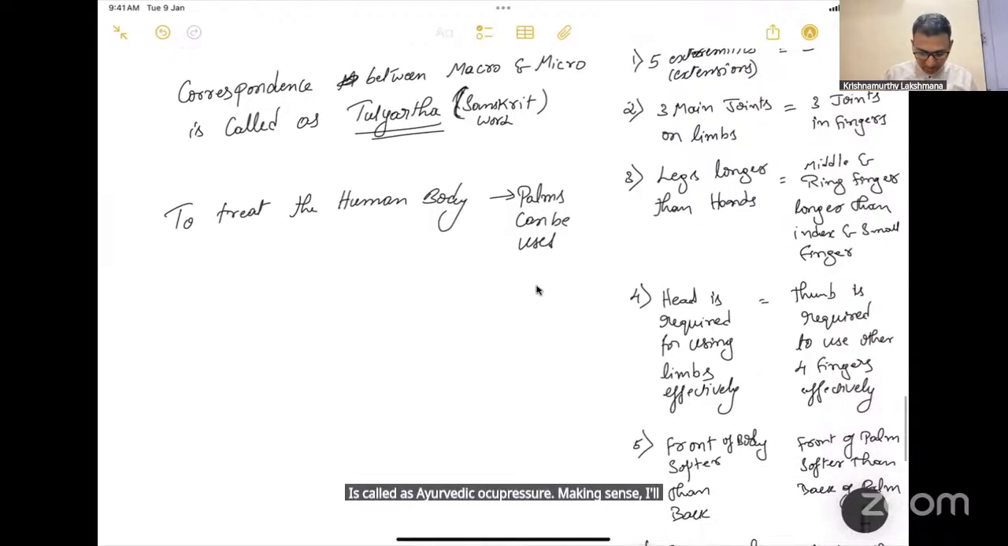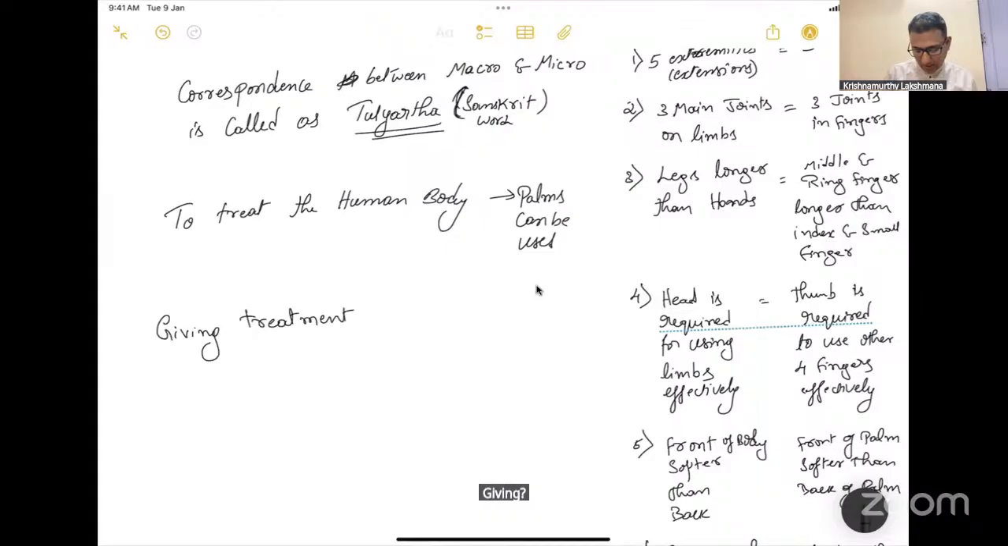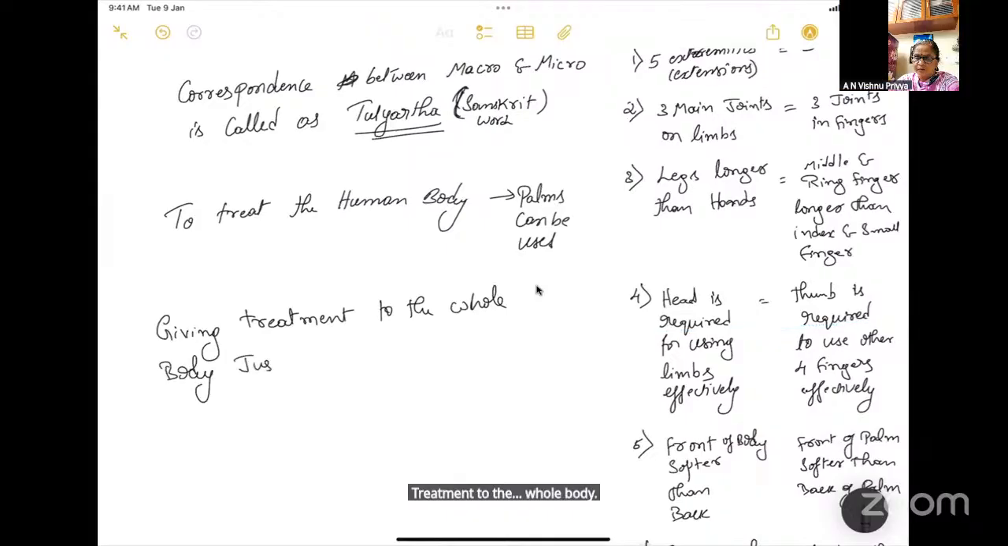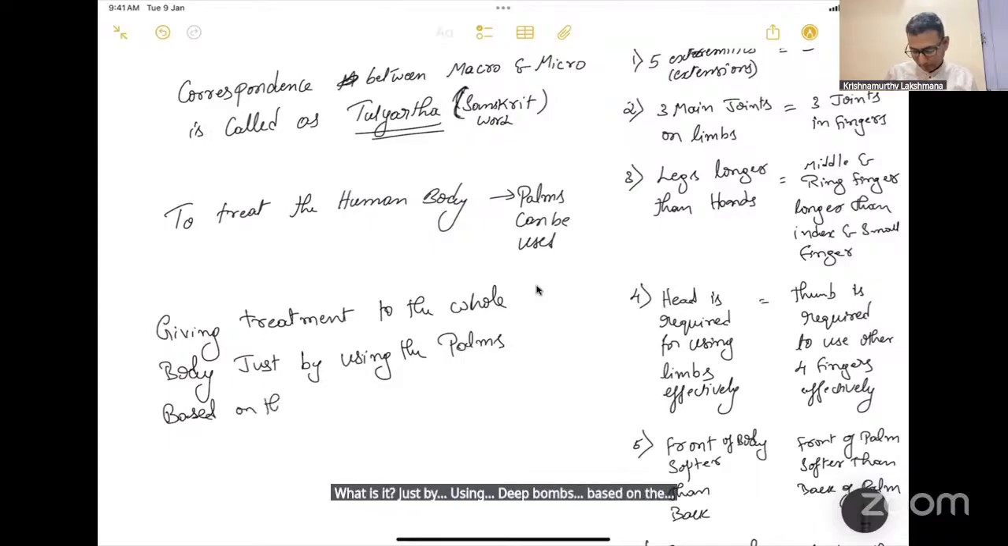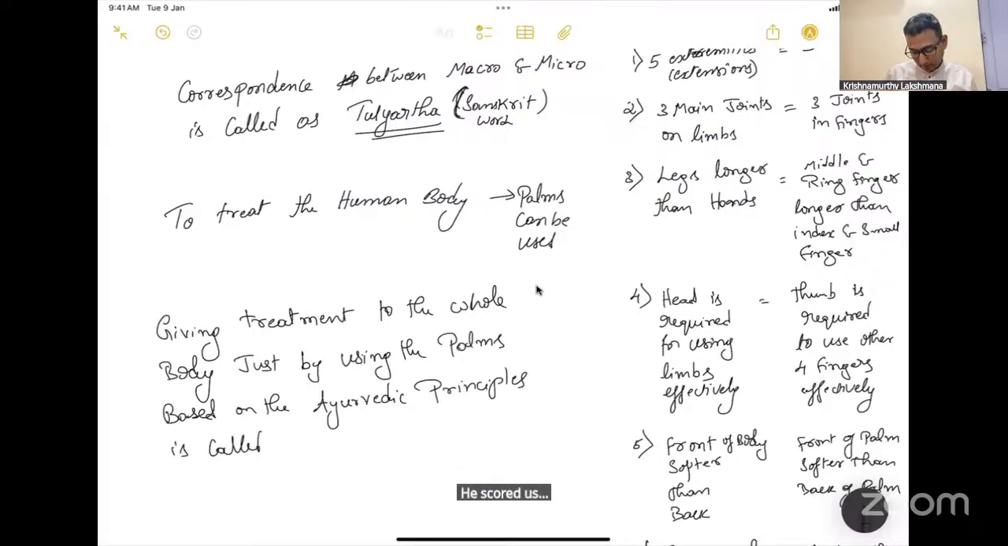Making sense? I'll write it. Giving treatment to the whole body just by using the palms based on the Ayurvedic principles is called as Ayurvedic acupressure.